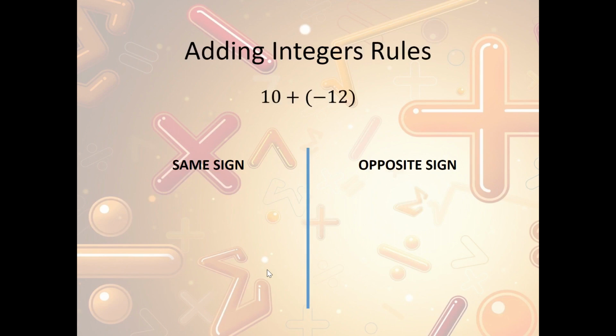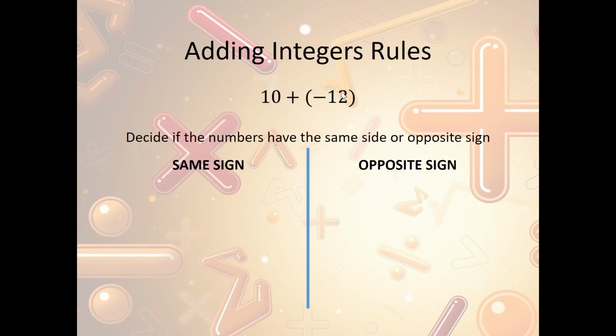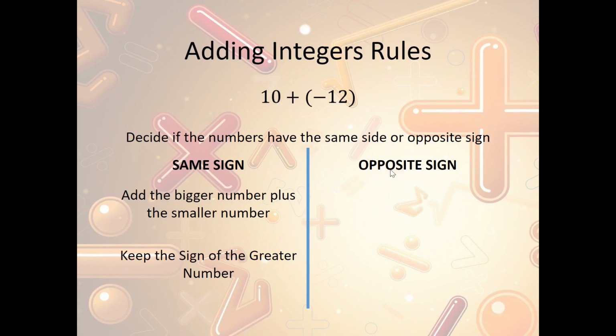So, integer rules. Here's the easy way to do it without a number line. The first thing we need to determine is, do they have the same sign or opposite signs? Well, in this case, we have a positive 10 and a negative 12. So those would be considered opposite signs. Now, if they have the same sign, we're going to add the bigger number plus the smaller number, so 10 plus 12, and keep the sign of the bigger number.